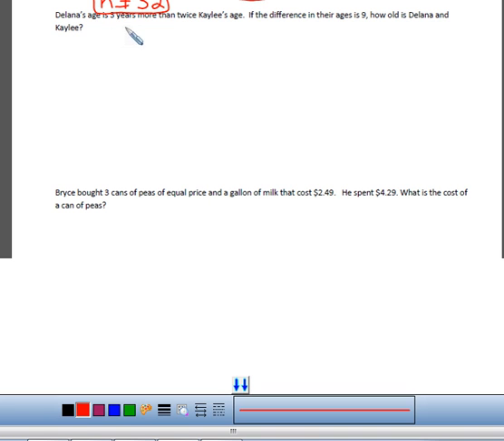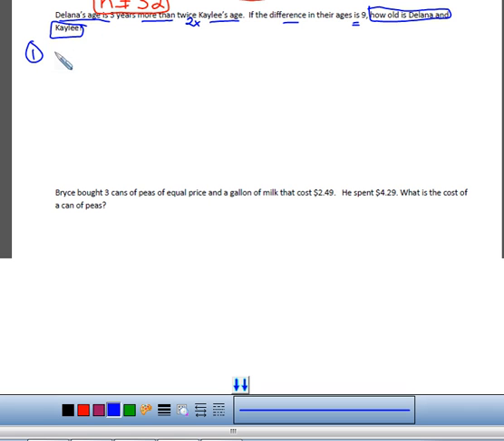Delena's age is 3 years more than twice Kaylee's age. If the difference in their ages is 9, how old is Delena and Kaylee? So, 3 more than twice, so that's 2 times Kaylee's age. Difference, that's subtraction, equals 9. So now we have a question. How old is Delena and Kaylee? So we're going to answer that when we're done with a complete sentence.